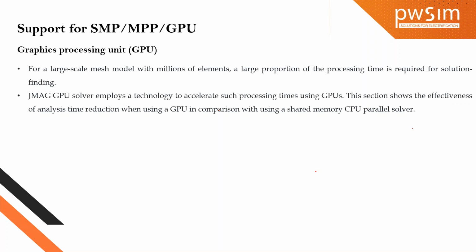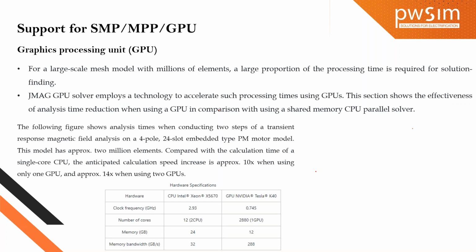How the GPU solver is effective compared to the CPU and MPP solver will be showcased in this presentation with an example. The following figure shows analysis times when conducting two steps of a transient response magnetic field analysis on a 4-pole 24-slot embedded type PM motor model. This model has approximately 2 million elements. Compared with the calculation time of a single core CPU, the anticipated calculation speed increases approximately 10 times when using only one GPU and approximately 14 times when using two GPUs.